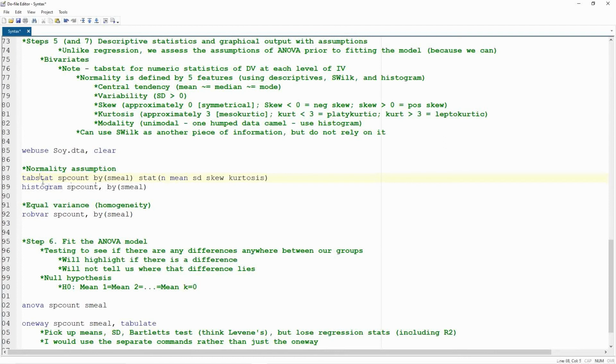Okay, so we've already spoken about this dataset, soy.dta, and we said our dependent variable is called sp_count, so sperm count, and then smeal is soy meal, that's our categorical IV. So the tabstat command is tabstat DV by categorical IV in brackets, and then we're going to have the different stats that we want. In this case, the n, the mean, standard deviation, skew, kurtosis.